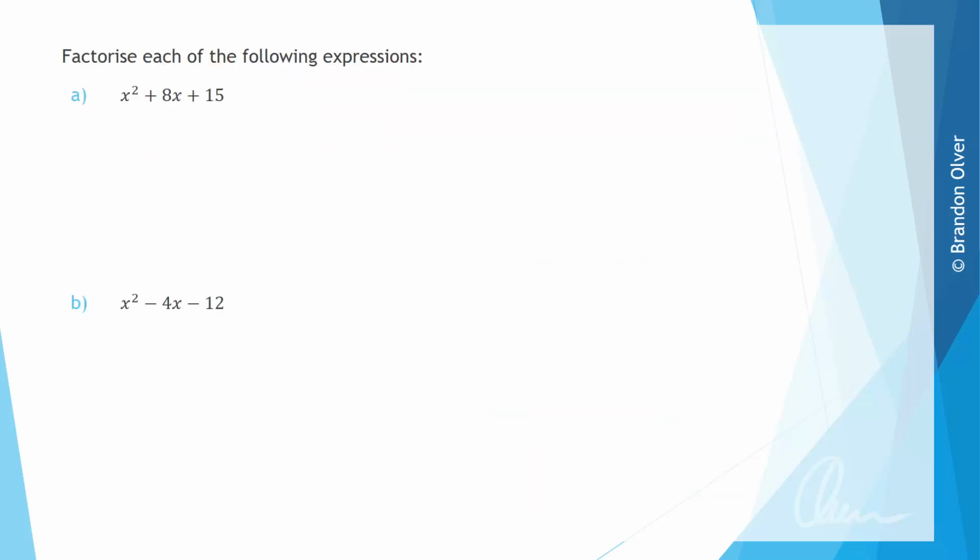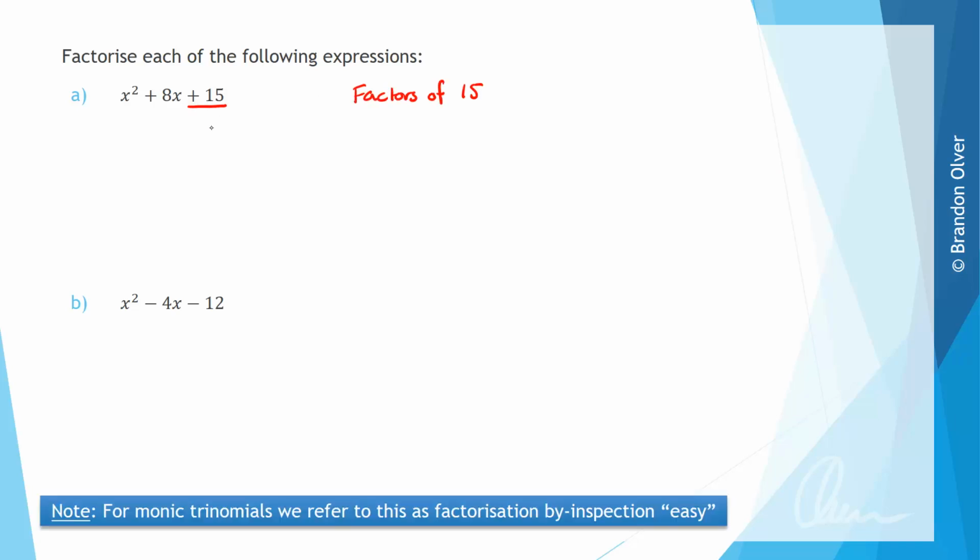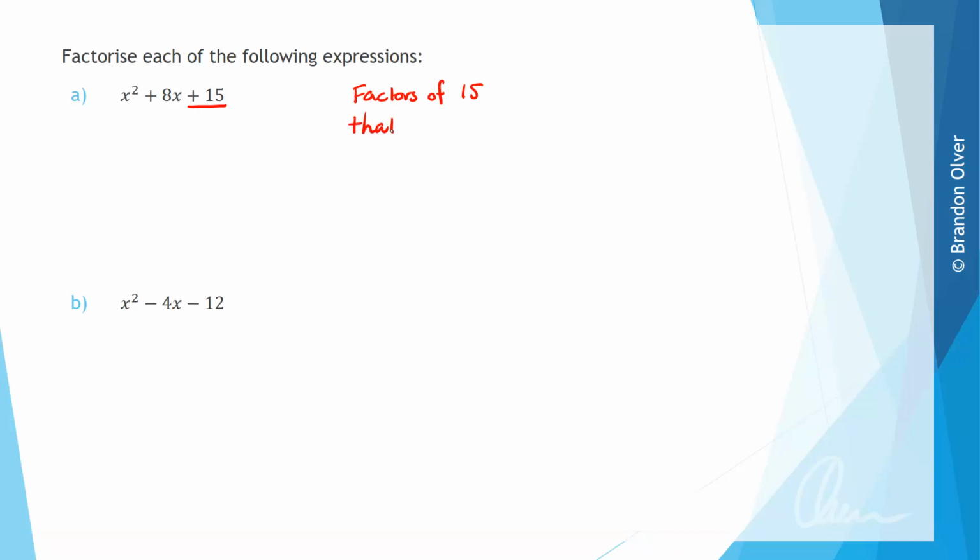For the next few examples we're going to factorise each of the following expressions, and we're going to do it by inspection. If you remember back to the previous slide, we're looking for factors of 15, that's the constant term here, that add to give 8, that's the plus b term here. If we start with the factors of 15, we can have 1 and 15, or we could have 3 and 5, and then we run out of other factors. If we have 1 plus 15, that equals 16, so that's not 8, so we don't want that one. But if we have 3 plus 5, then that does equal 8. So that is the pair of numbers that we can use to factorise by inspection.